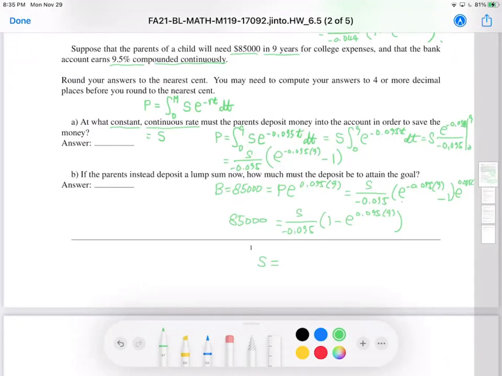Then solve for S. S is equal to 85,000 times minus 0.095 divided by 1 minus e to the 0.095 times 9. You can simplify it. Okay, this is for part A.